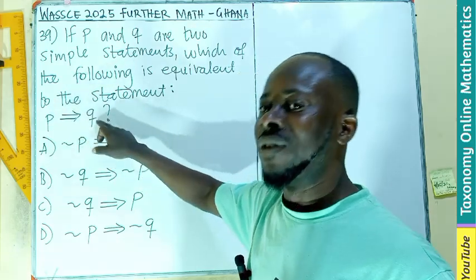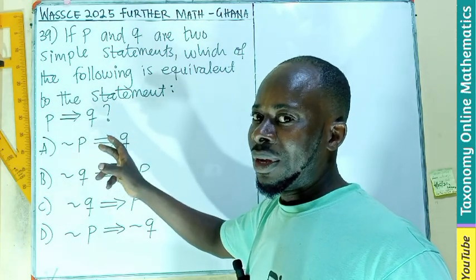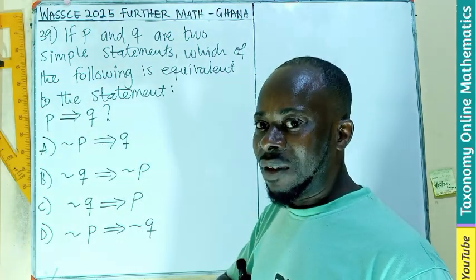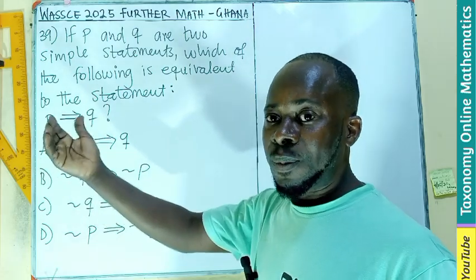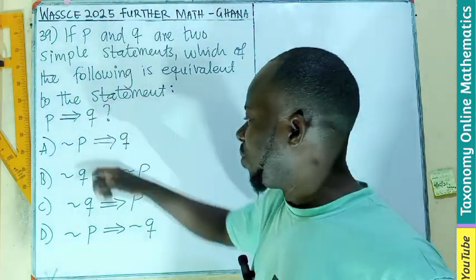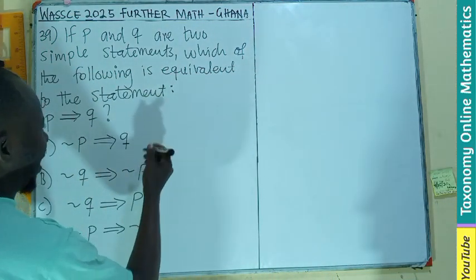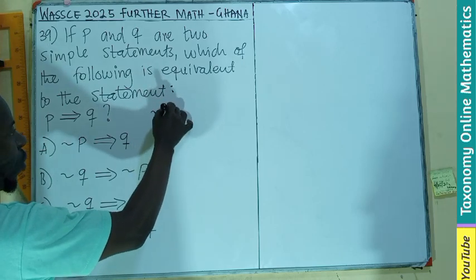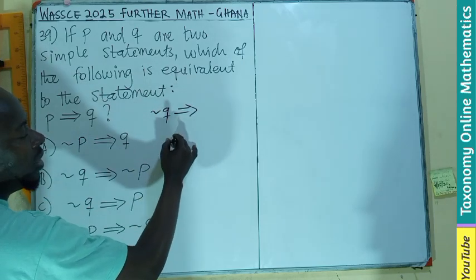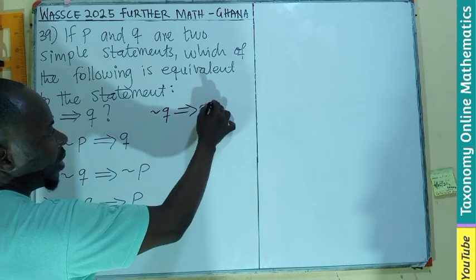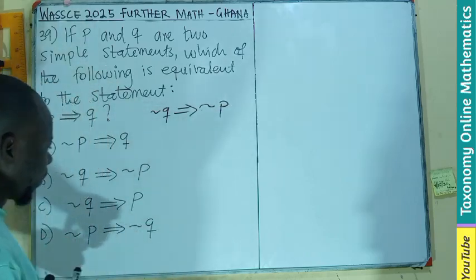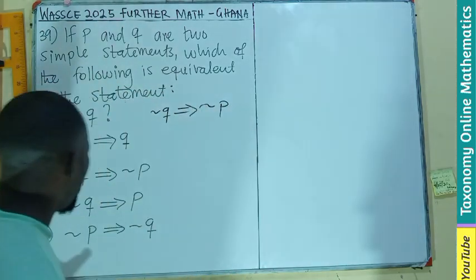We begin from here. If this is true, then this is true. If P, then Q. But for the contrapositive equivalent, it means that we begin from here. That means that if Q is not true, then P is also not true.